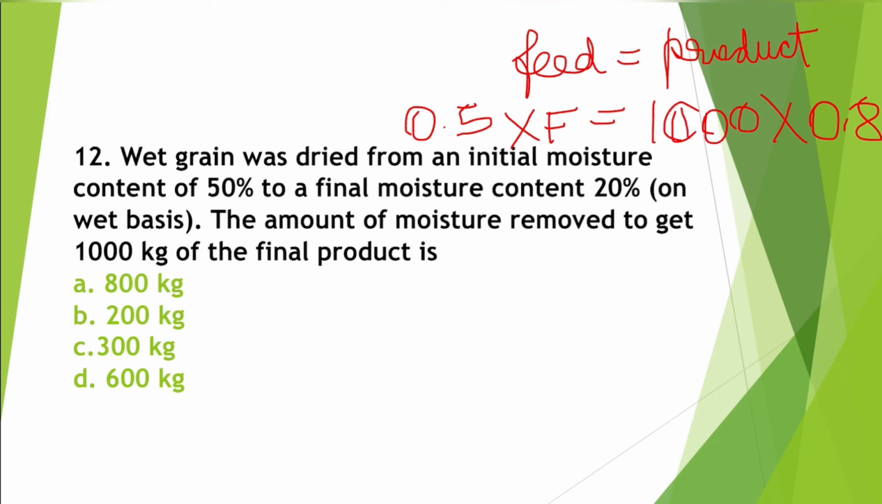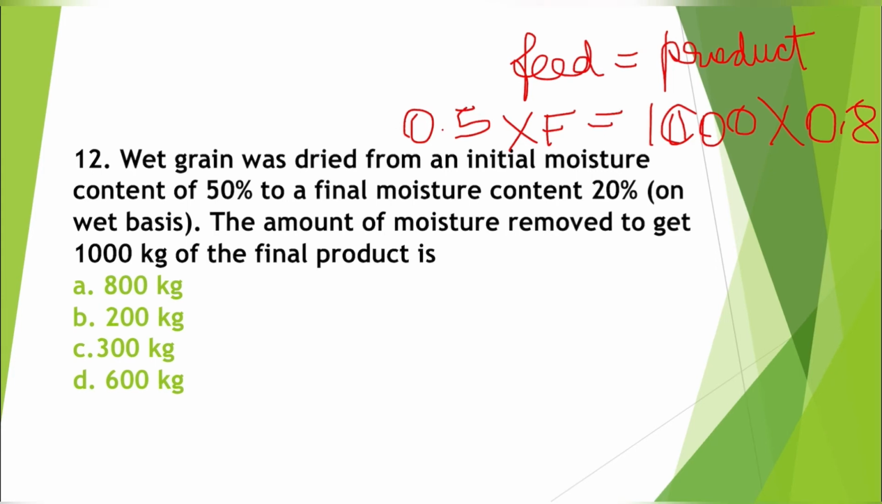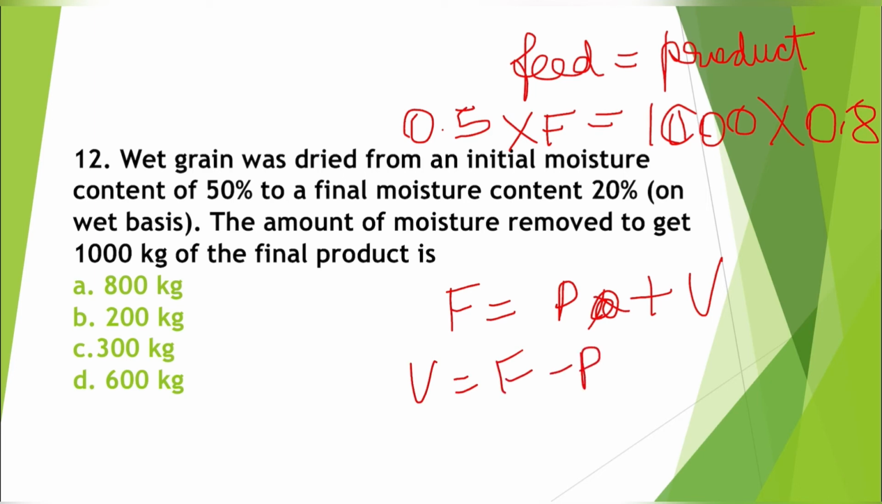But we need the amount of water to be removed. So feed equals product plus water vapor, so V equals F minus P. V equals F, which is our 1600, minus 1000.